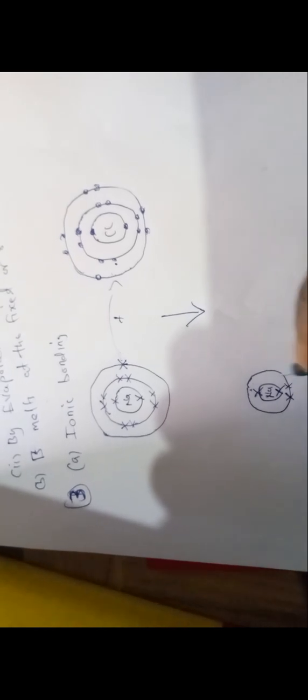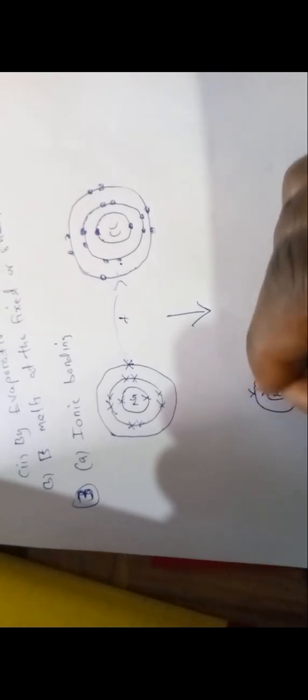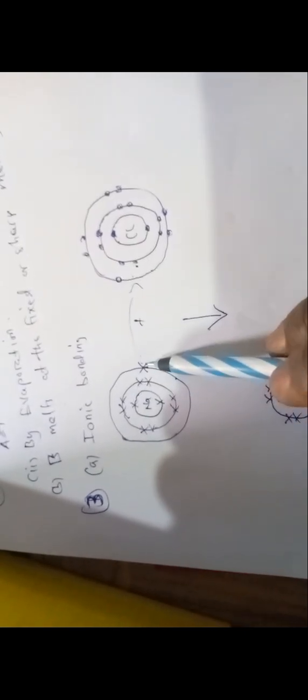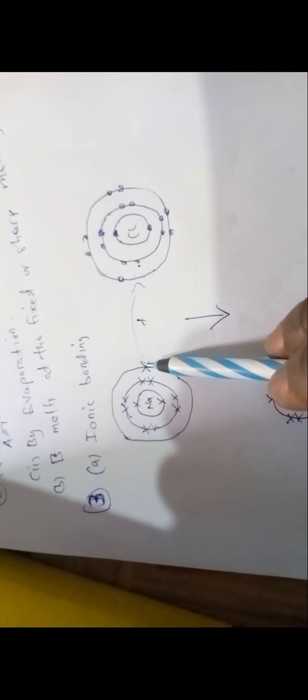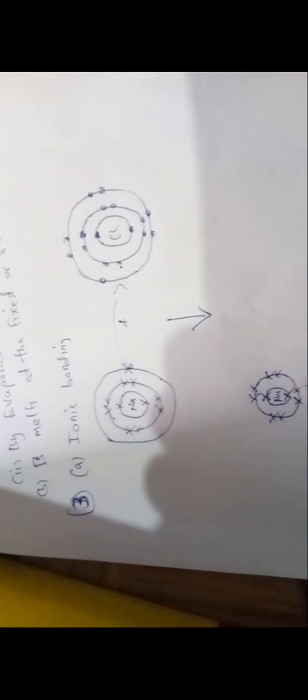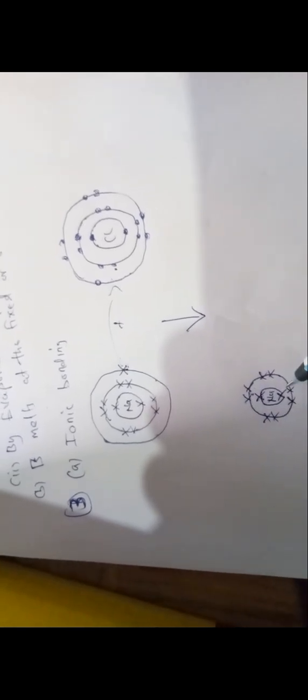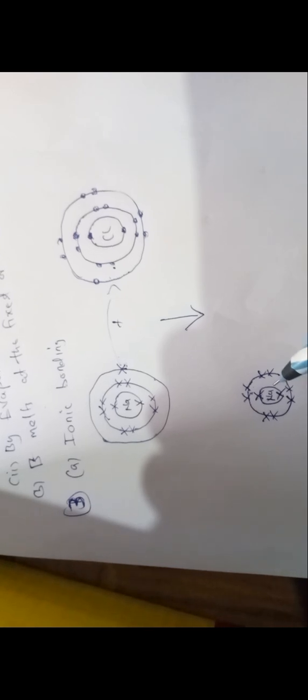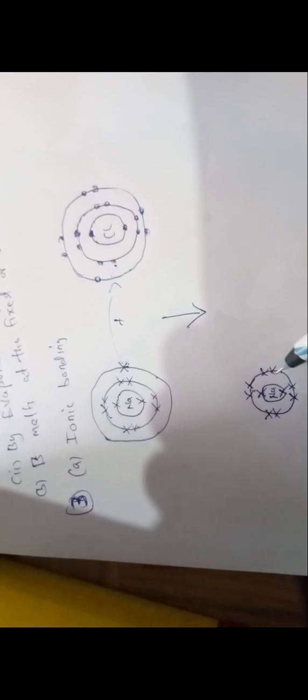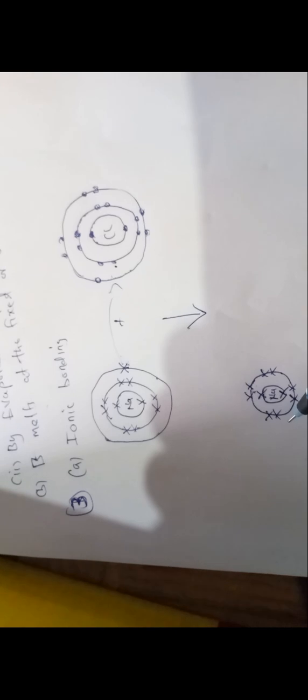Okay, so the first shell for sodium, 2 electrons. The next shell, 2, 4, 6, 8. Meaning the last shell there has been lost. The electron there in the last shell has been lost. So we only remain with 2 shells like that, with the last shell having 8 electrons, which is 2, 4, 6, 8, which is the stable electron structure.